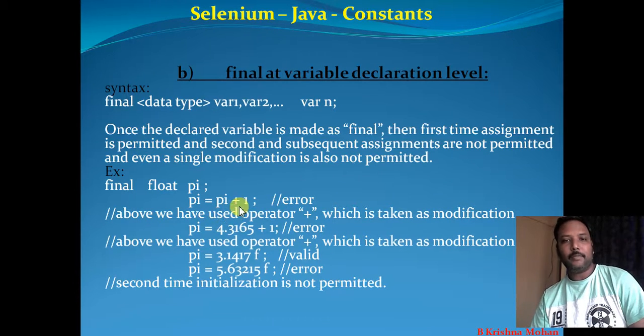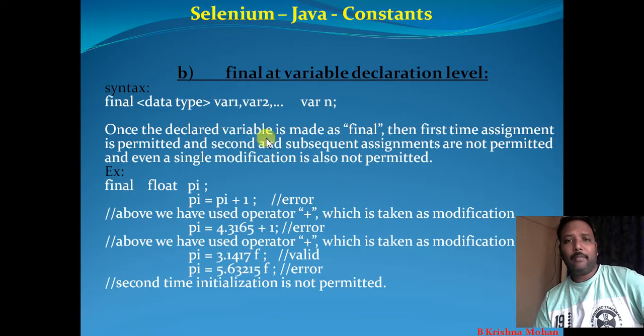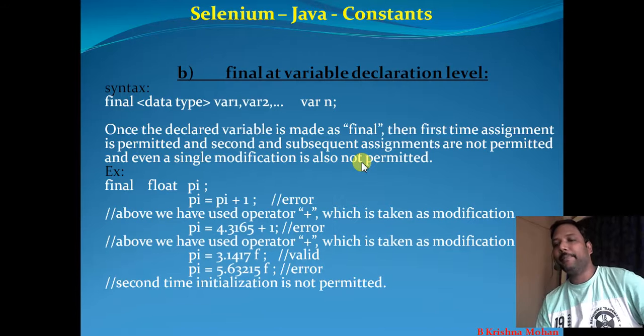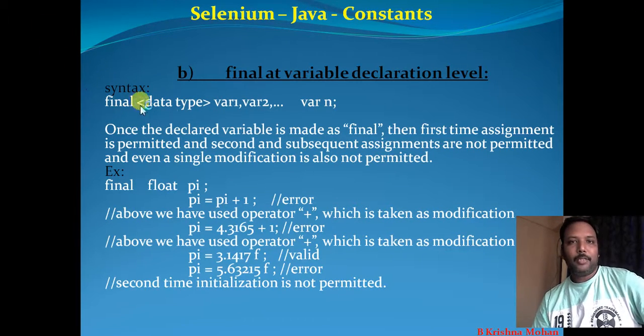Okay, see, these are the things. This is not possible. They are the things you can try out. The main thing here is, once the declared variable is made final, then first-time assignment is permitted, and second and subsequent assignments are not permitted, and even a single modification is not permitted. So once you use the final keyword at the declaration level, you can assign the value once, but after that we can't modify that value. So this is what final at a variable declaration level means.